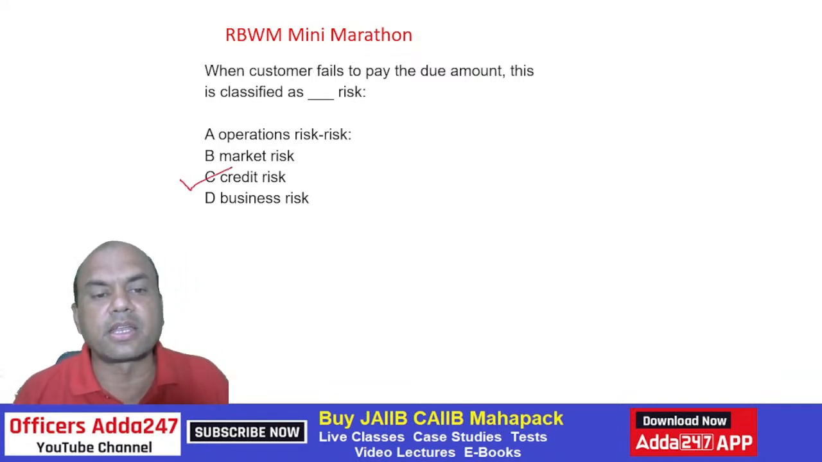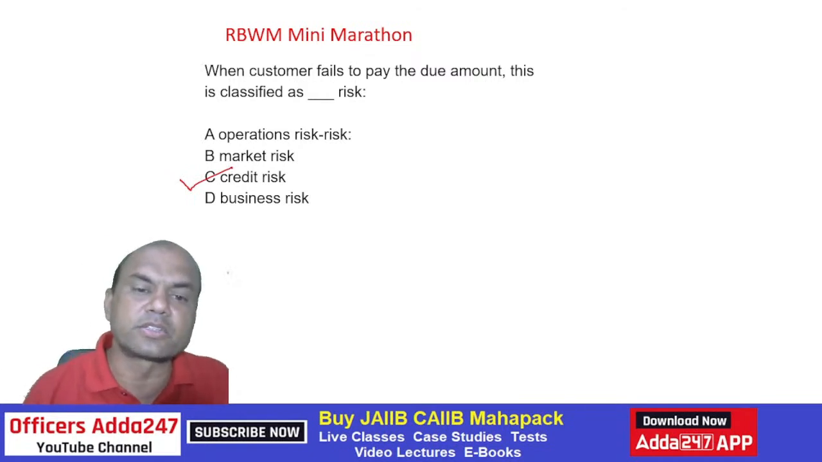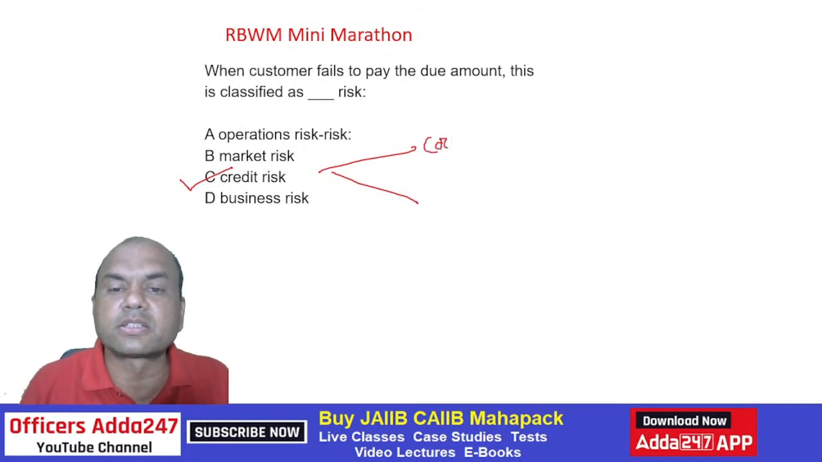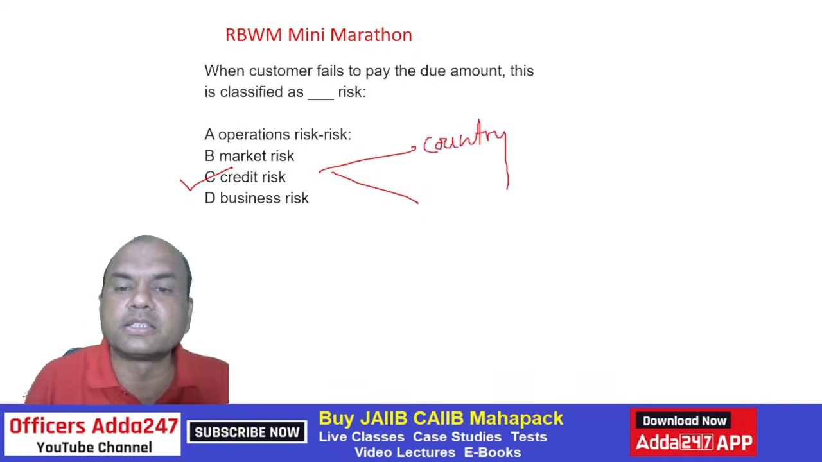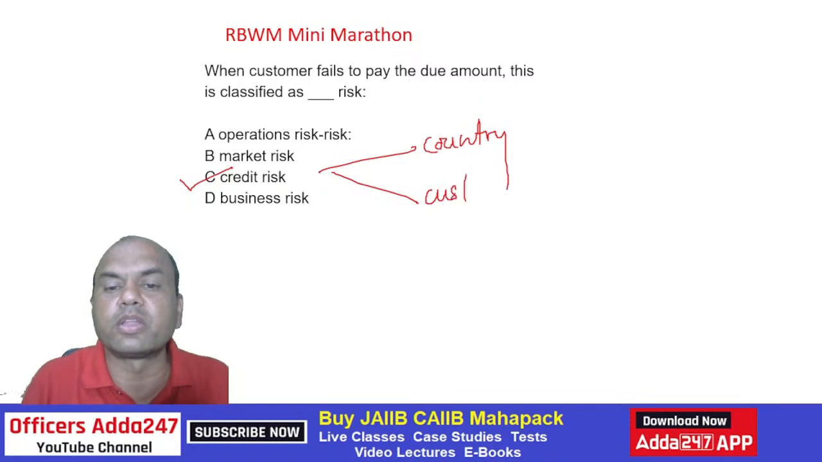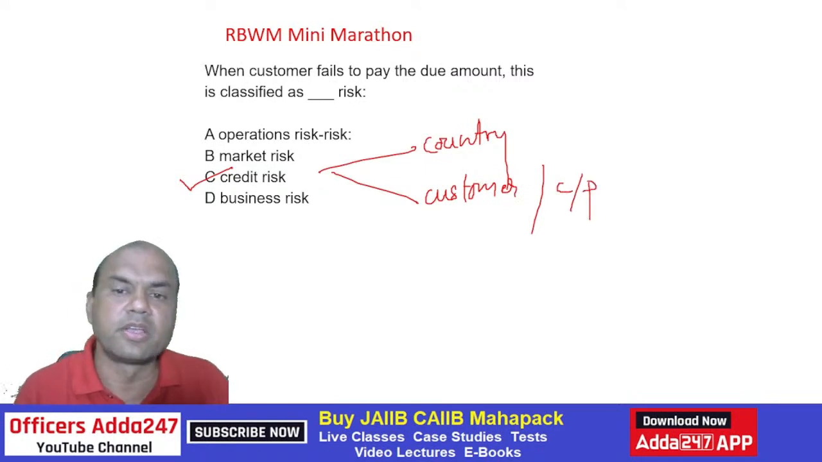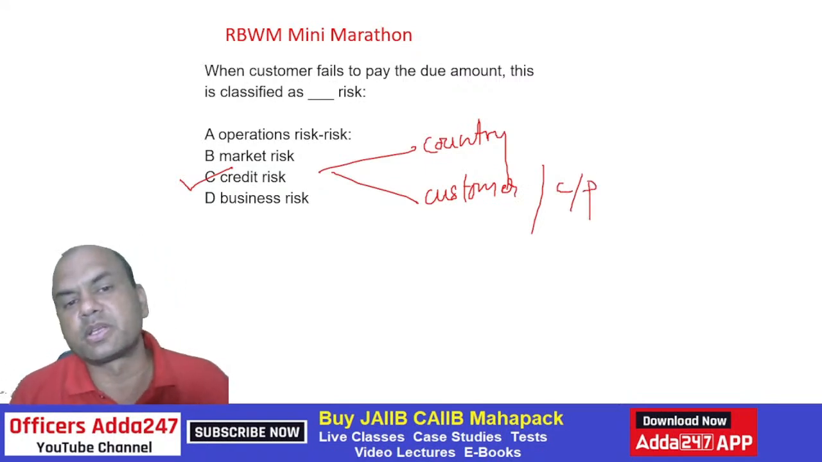It is credit risk. See here, credit risk is always concerned of two types. Okay, one is country risk and second is customer risk, or we call it counterparty. Okay, customer. Actually, it is called as counterparty. CP we call it, counterparty risk. But in banking terms, we call it customer risk.